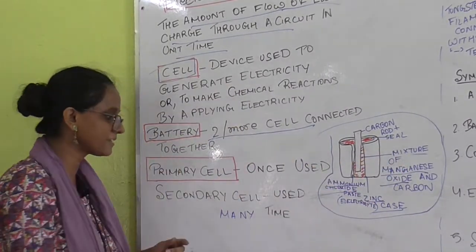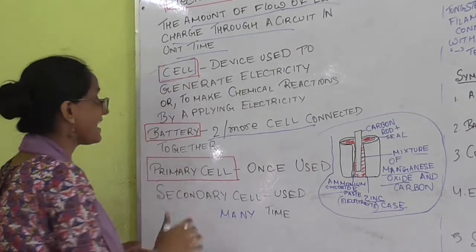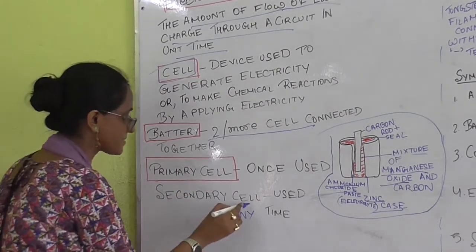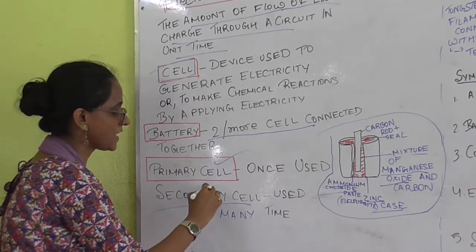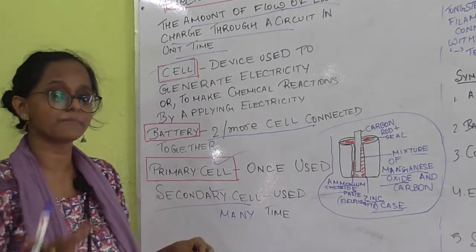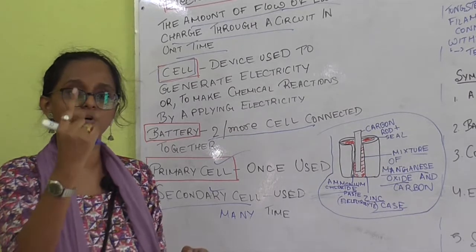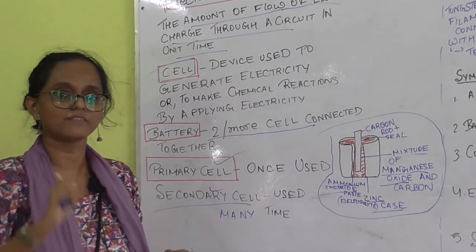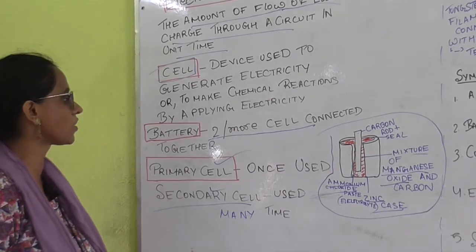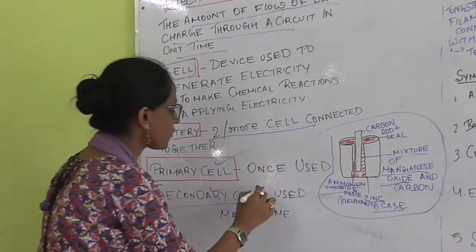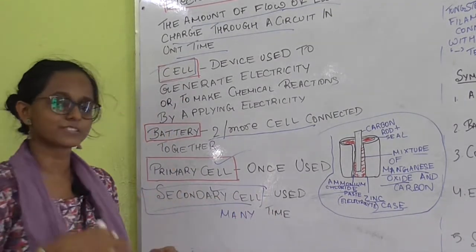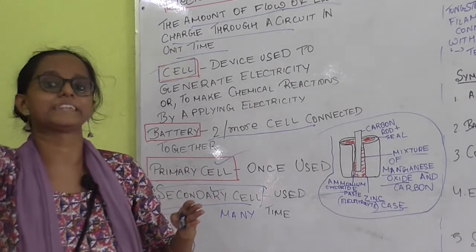Next, primary cell and secondary cell. Now the cell is mostly divided into two types. First is the primary cell, another one is the secondary cell. Now what is a primary cell? The cell which can be used only once is called the primary cell. And what is a secondary cell? The cell which can be used many times.